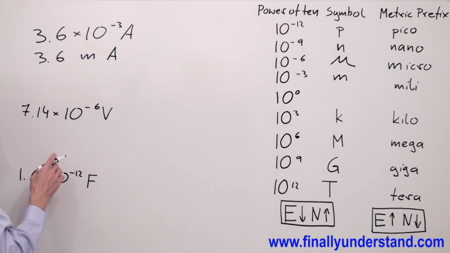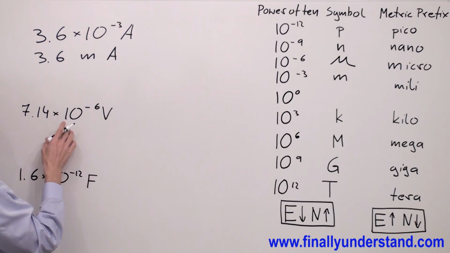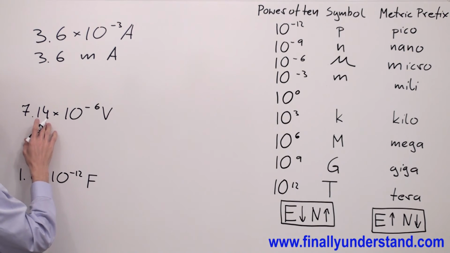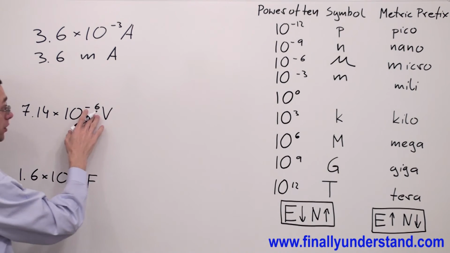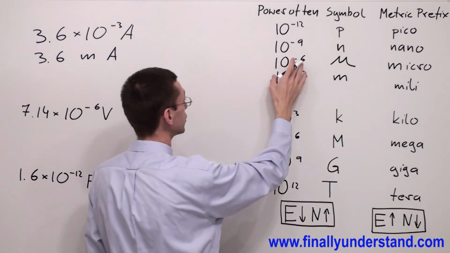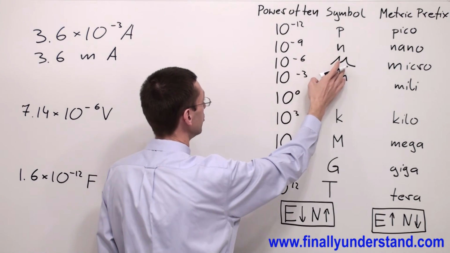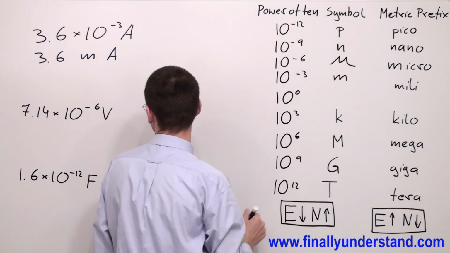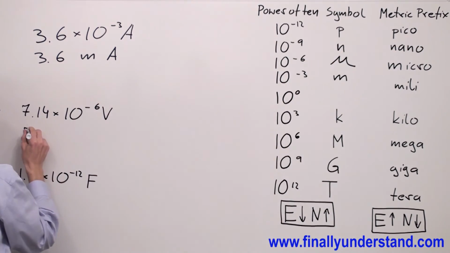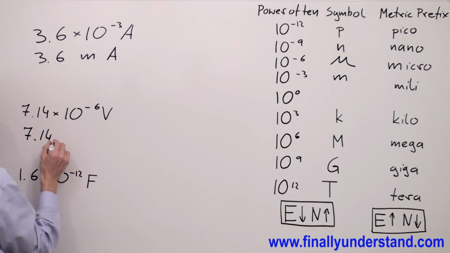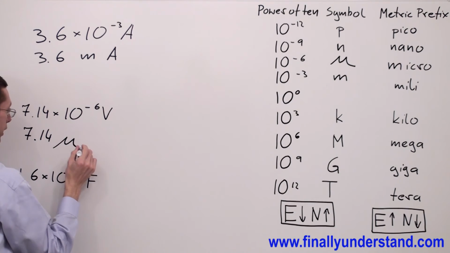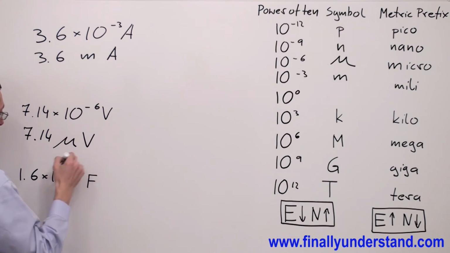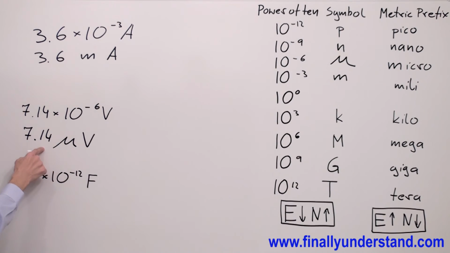Let's take a look at the second example. I have 7.14 times 10 to negative 6. 10 to negative 6 is represented by mu. I said this is u with the tail. Okay, so I'm going to write 7.14 microvolts. And this is the answer to my problem.